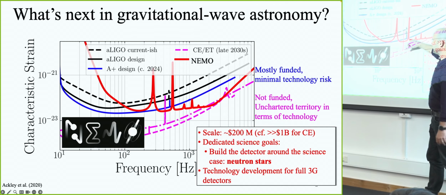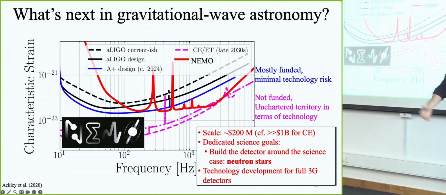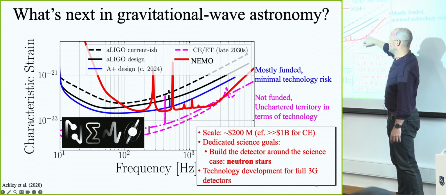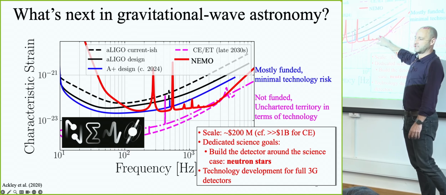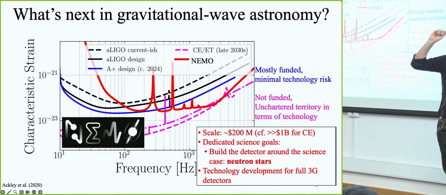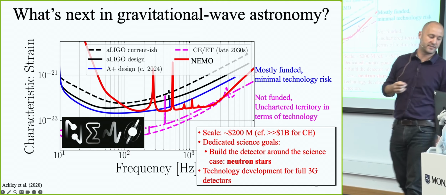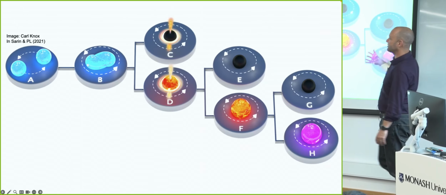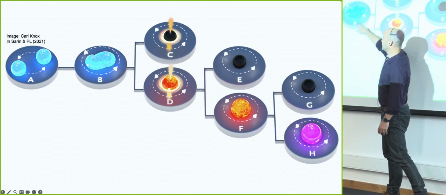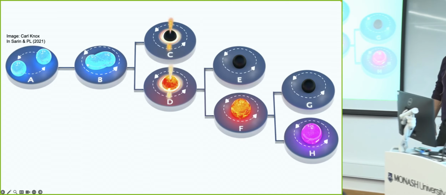Up in the mid-frequency band, it does reasonably well compared to A+, but up in the high frequencies, you're actually getting up to the same sensitivity as that full third generation detector. The reason that's good is it targets the neutron star science that we missed out on with GW170817. If you go back to a figure like this, what we're targeting is this late in-spiral phase and this very early post-merger phase.